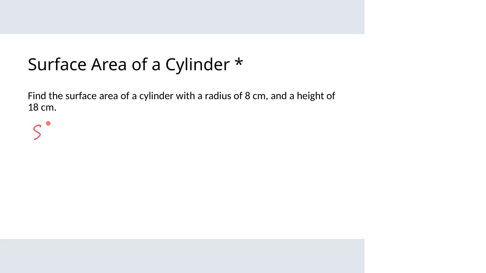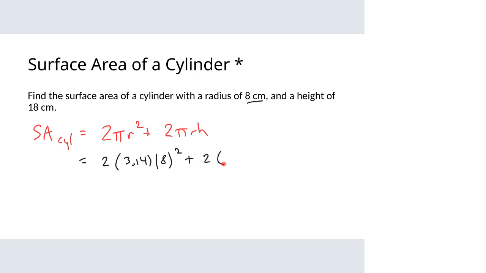We are looking for the surface area of a cylinder. So the formula is going to be 2 pi r squared plus 2 pi r h. And we'll need to plug in. And so we'll have 2 times pi times the radius squared plus 2 times pi times the radius times the height. And now we just need to evaluate.